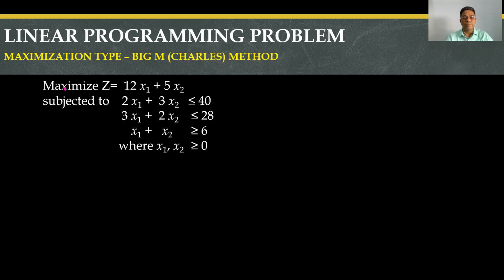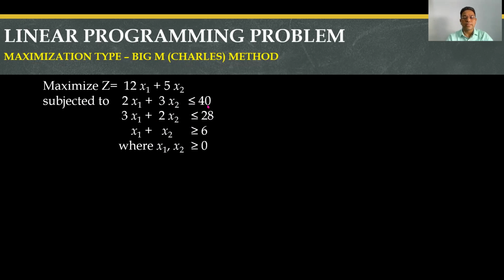So the problem here is: maximize z equal to 12x1 plus 5x2, subject to 2x1 plus 3x2 less than or equal to 40, 3x1 plus 2x2 less than or equal to 28, x1 plus x2 greater than or equal to 6, and x1, x2 are greater than or equal to 0.